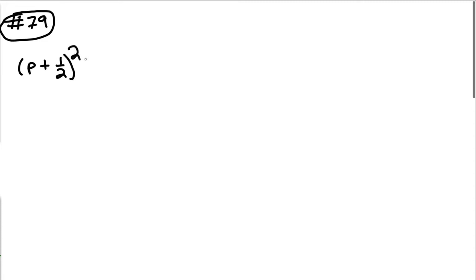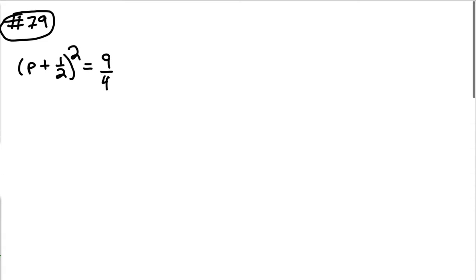So the first example is problem number 79 on page 637, and we're going to solve this quadratic equation by factoring. It's (p + 1/2)² = 9/4. Okay, so to solve this by factoring, the very first thing we need to do is to set it equal to 0. So that involves moving the 9/4 over to the left side.